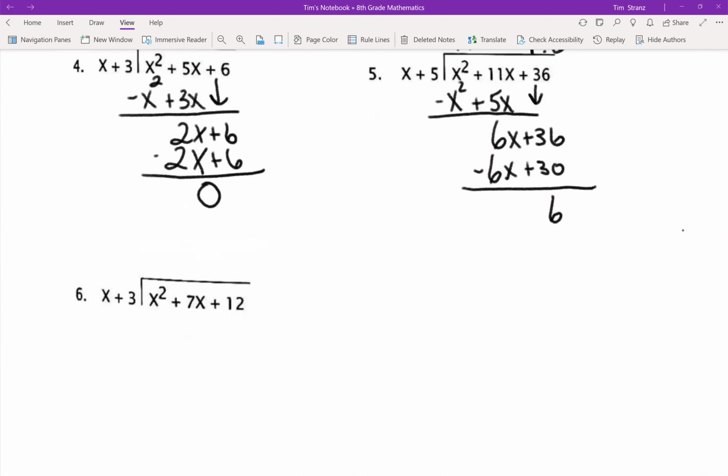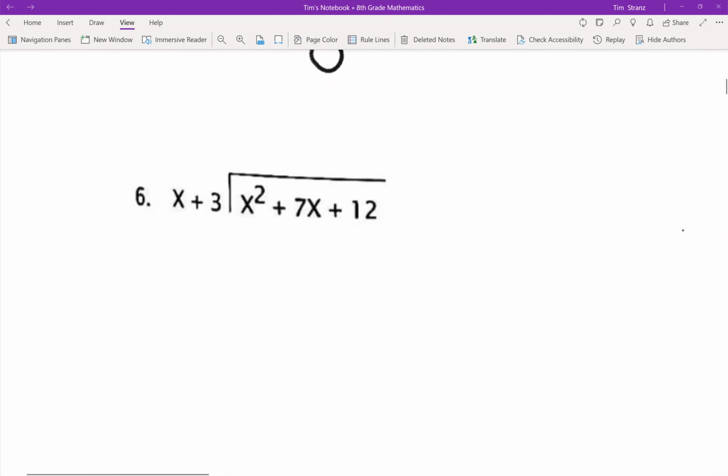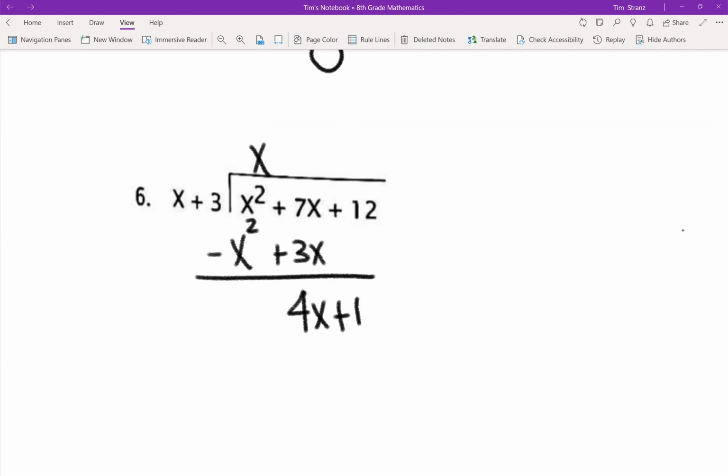All right, let's look at number 6. X squared plus 7x plus 12 divided by x plus 3. So again, you know it's going to have to start off with x, and then you're going to multiply x times x, which is x squared. X times 3 is 3x. I'm going to subtract these. 7 minus 3 is going to leave me with 4x plus 12. Bring down my 12.